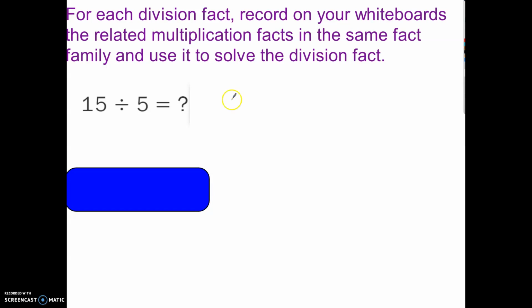5 times what number equals 15? So how many 5s equal 15? I can count up by 5s. 5, 10, 15. So 5 times 3 equals 15. The other multiplication fact in that fact family is 3 times 5 equals 15. And I know that I have to have the same 3 digits in my fact family. So that means 15 divided by 5 must be 3.